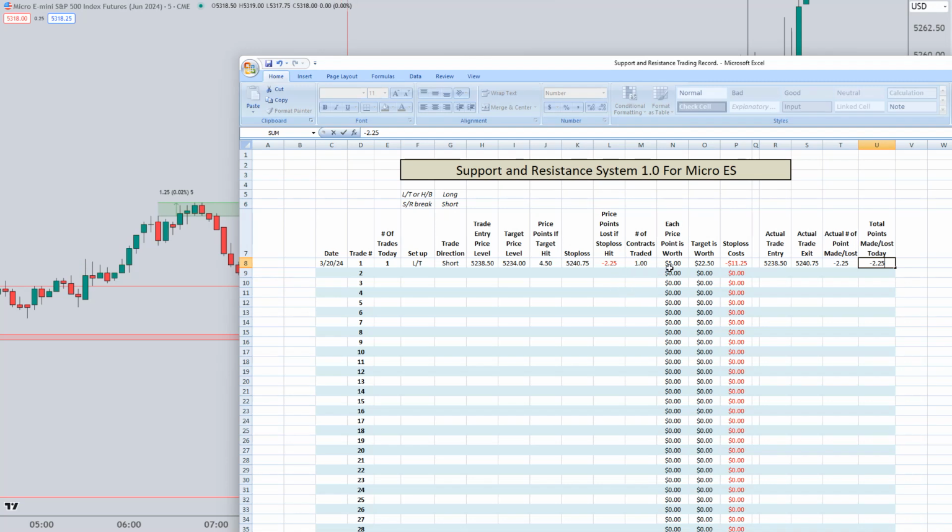One contract traded, each point's worth $5. So if we win, we make $22.50. If we lose, half of that, $11.25. And of course, that doesn't include commissions.